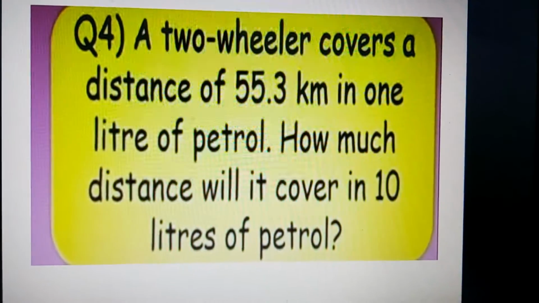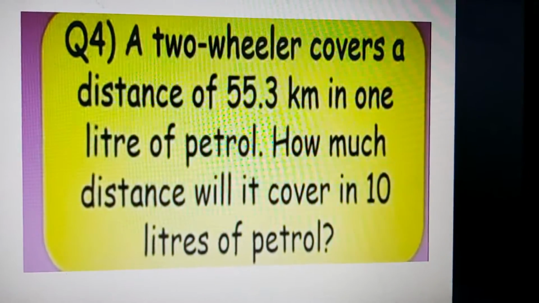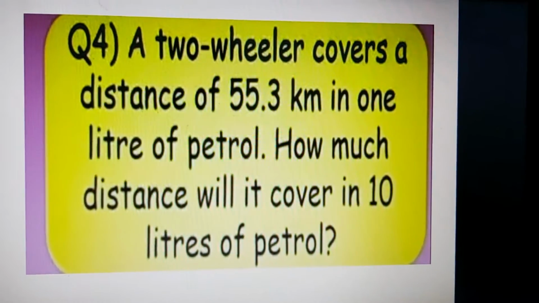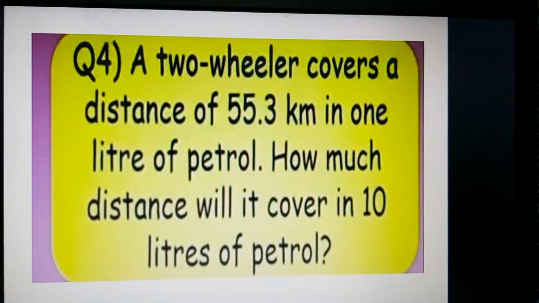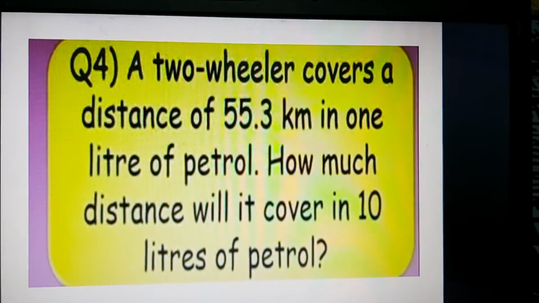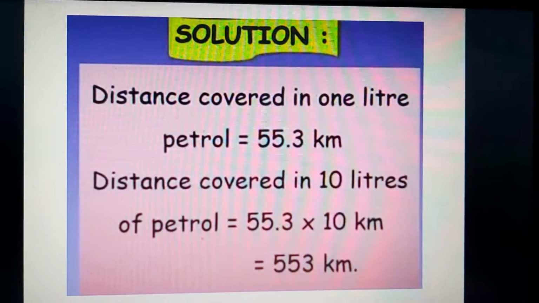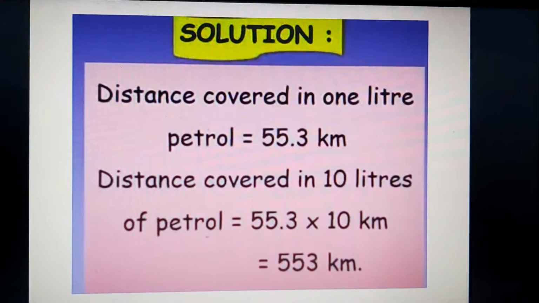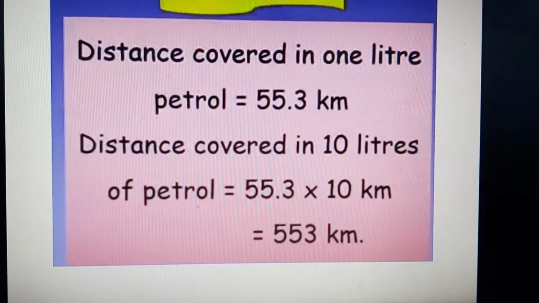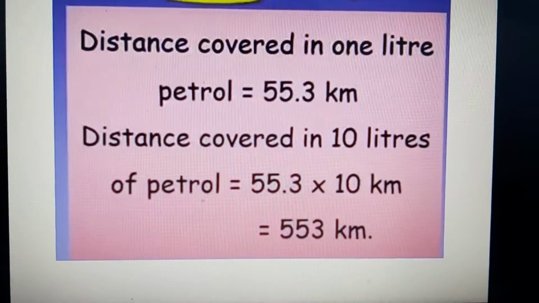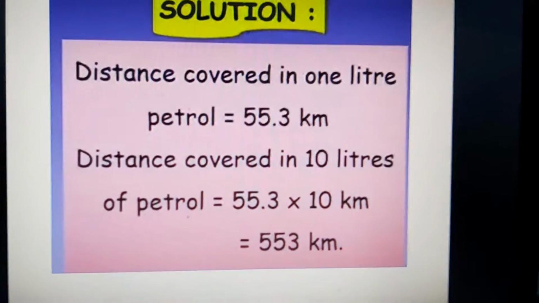Now see the next question number 4. A two-wheeler covers a distance of 55.3 kilometer in 1 liter of petrol. How much distance will it cover in 10 liters of petrol? So here we have to find the distance. Distance covered in 1 liter petrol is 55.3 kilometer. Distance covered in 10 liters of petrol: here we have to multiply 55.3 by 10. So we will have the answer 553 kilometer.